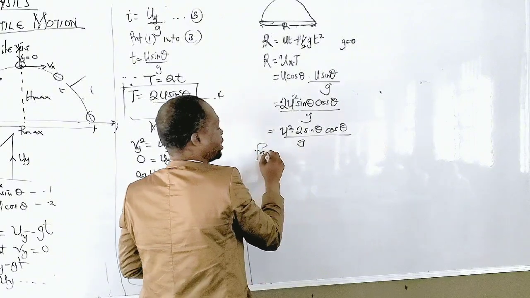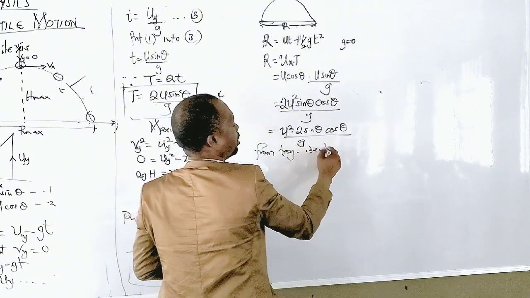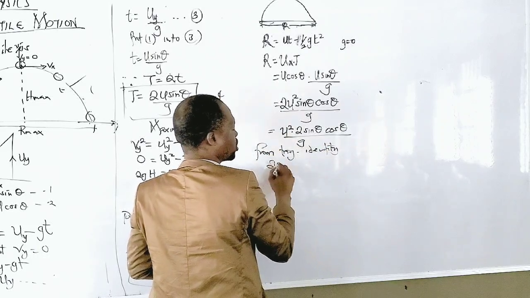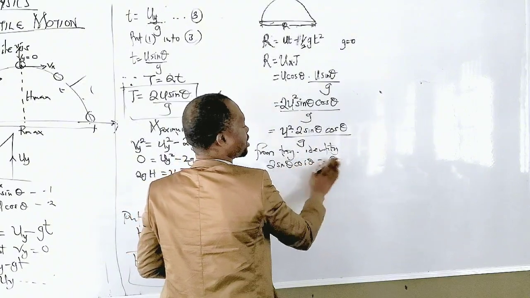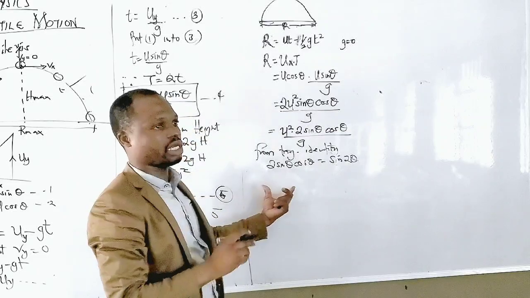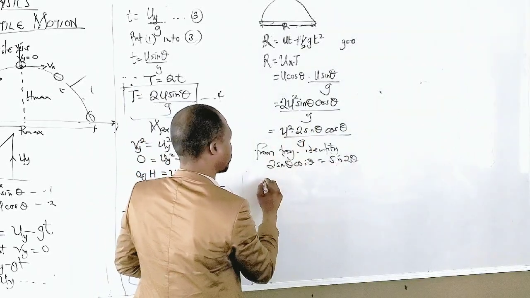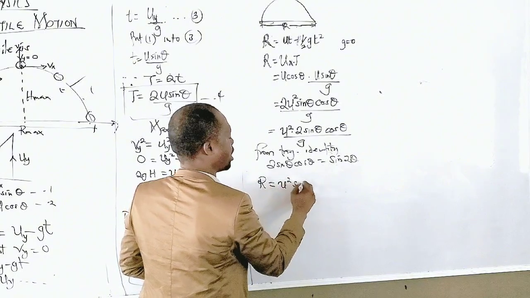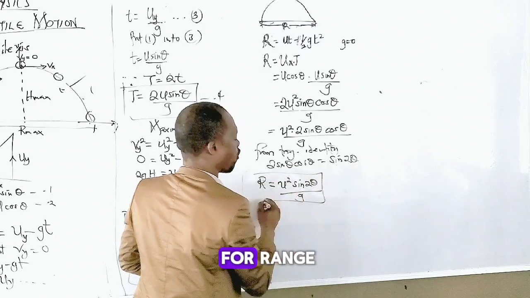From the trig identity, 2 sin theta cos theta gives us sin 2 theta. This is a trig identity. So we put this sin 2 theta here, and we have R equals u squared sin 2 theta over g. This is the formula for range.